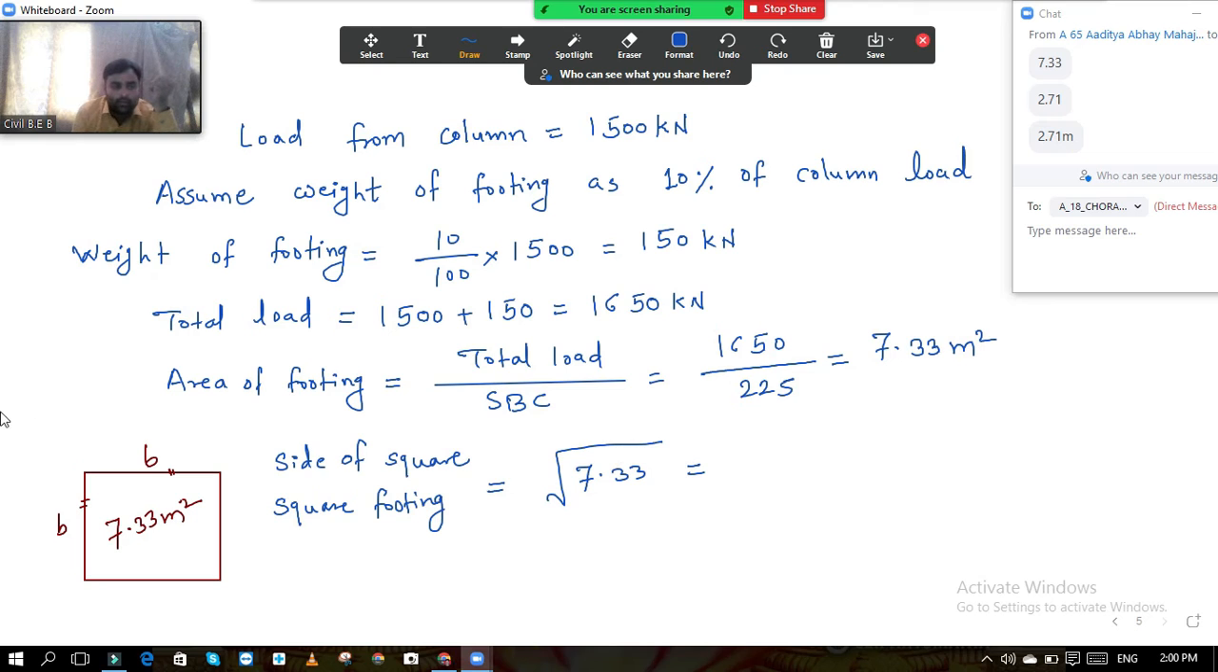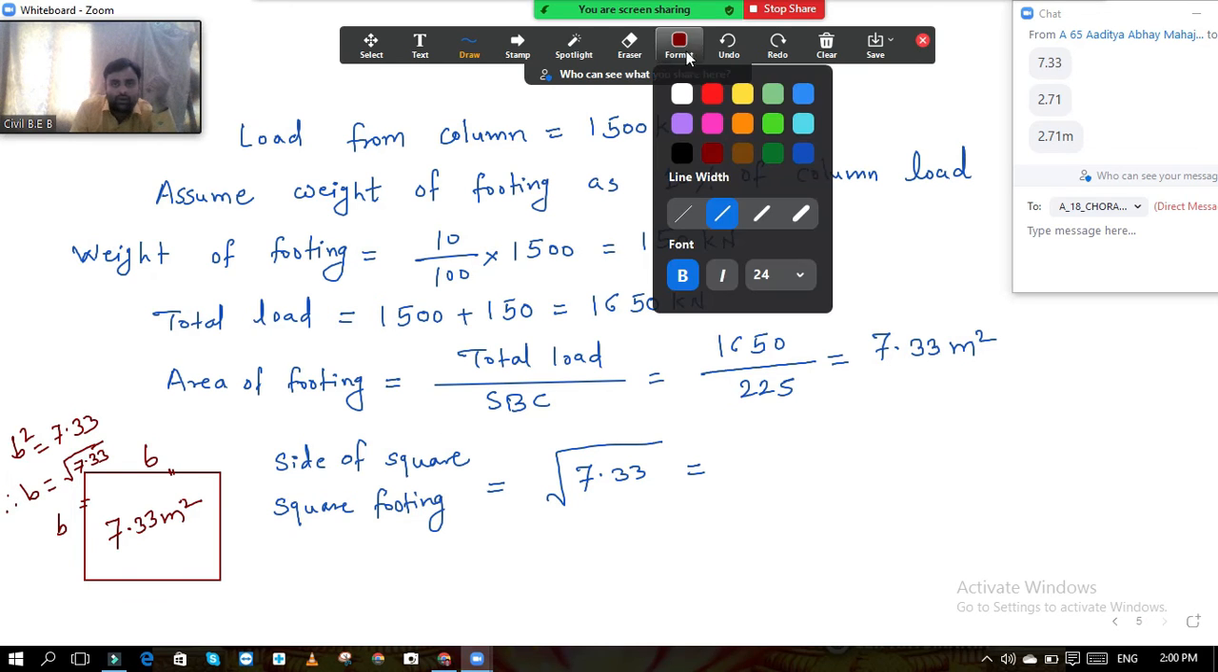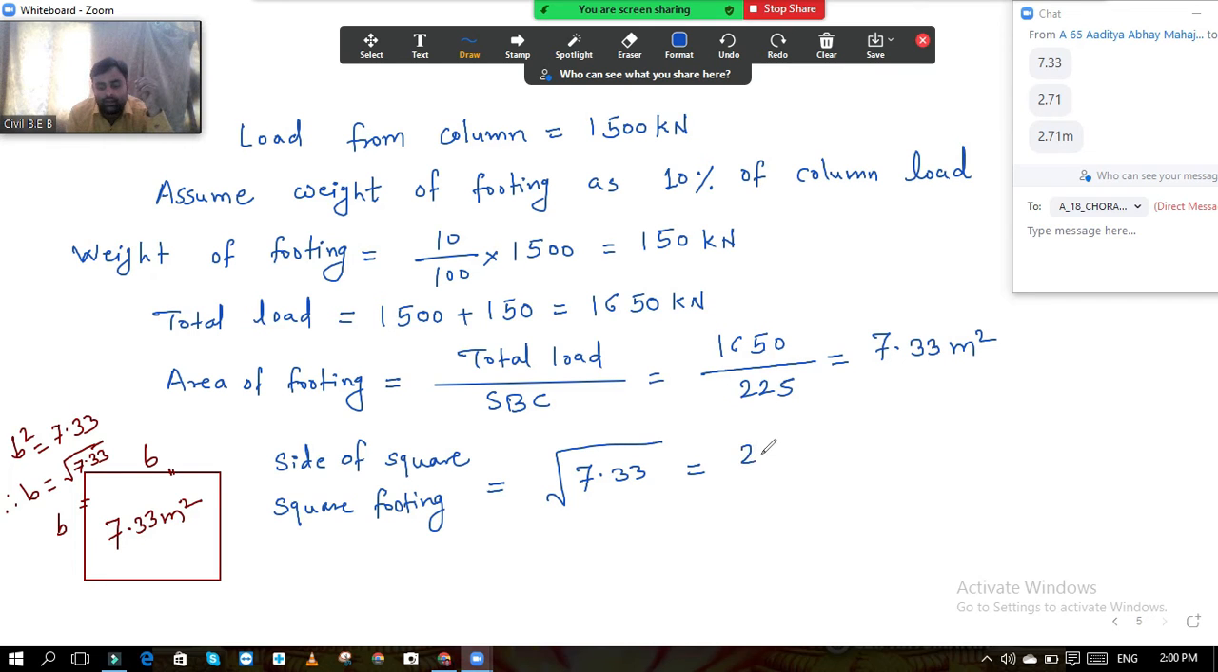I have written over here directly. Hope now you understood. Here you know that area means B into B is equal to 7.33. That is the B square. Okay, B into B means it is B square, so B square is equal to 7.33. Therefore B is equal to under root of 7.33. That is what we have written over here, and that is 2.71 meter. So round this value to 2.75 meter. This is the one side of the footing. Okay, 2.75 meter. So in mm, 2750 mm.